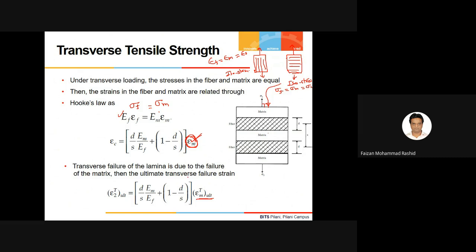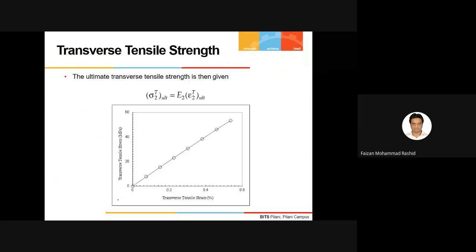Then the ultimate tensile failure strain will be given by this one, and if I multiply it with my E2 value, I can get the value of my ultimate tensile strength in the transverse direction. So this is how this is given.